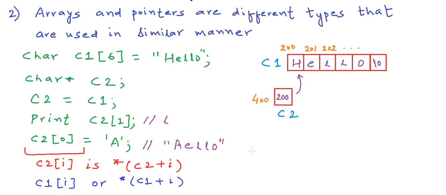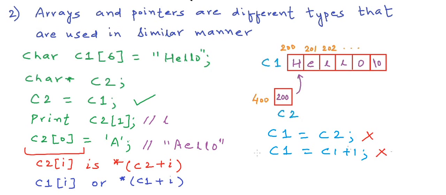Let us now look at the differences. We cannot modify an array with a statement like this. C2 equals C1 is valid, but C1 equals C2 is not valid. It does not make sense. This will give you a compilation error. We cannot even say C1 is equal to C1 plus 1. We cannot increment or decrement this variable C1.